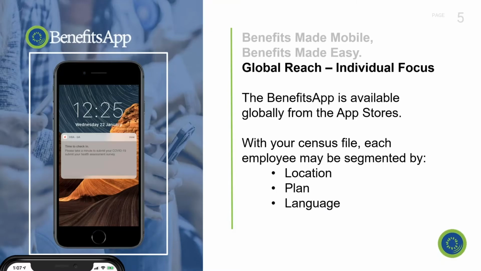Some of our clients have asked if we can just start with the COVID-19 survey, and we absolutely can. The Benefits app is customized to meet each client's needs. So you can start with the survey and then add your benefits as you get into your open enrollment period, whenever that might be throughout the year.